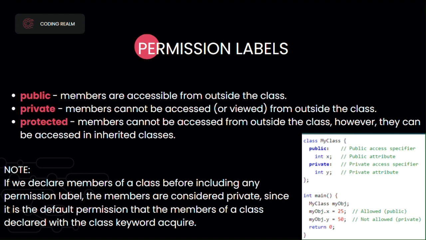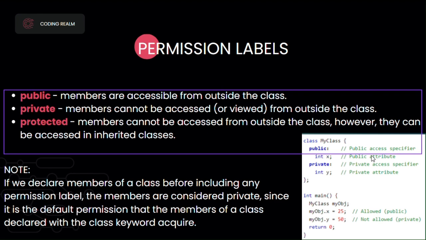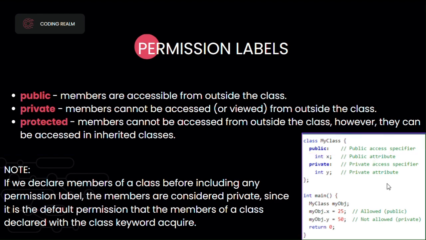Look at this example. We have here public integer x and private integer y. Public is an access specifier and private is also an access specifier, but in public the members are accessible, in private the members are not accessible.